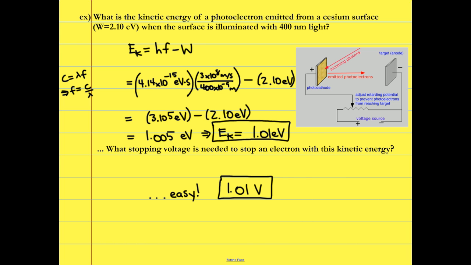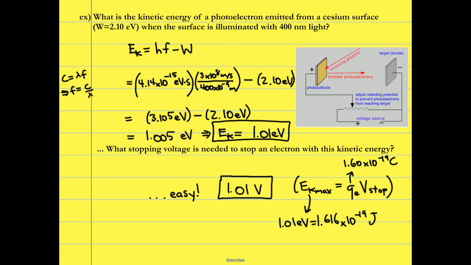If you insist on doing this question in SI units, here's how you go about doing it. Switch the energy you found in part A to an amount in joules, plop in the elementary charge, and solve for the stopping voltage. So in this case, you're multiplying and dividing by the same number, 1.60 times 10 to the negative 19. So you end up with a stopping voltage of 1.01 joules per coulomb, or 1.01 volts.